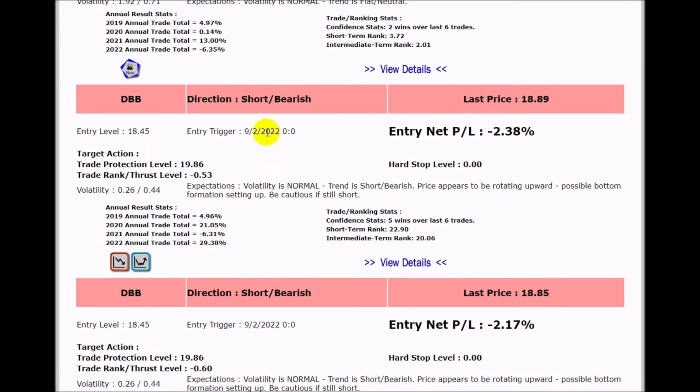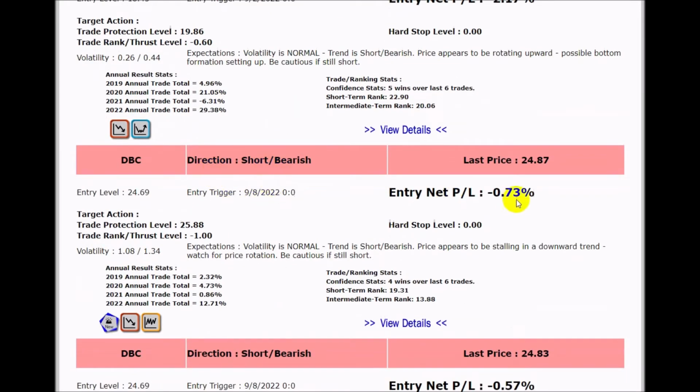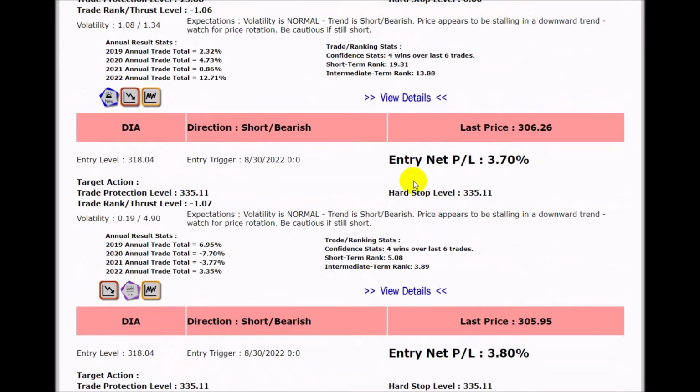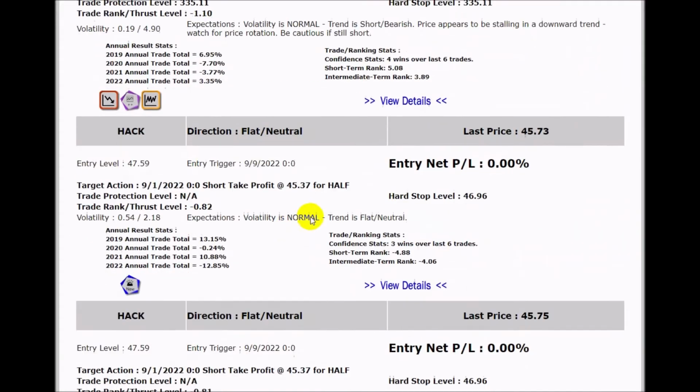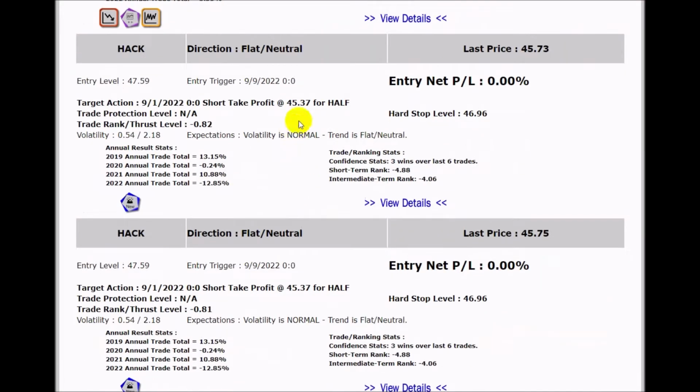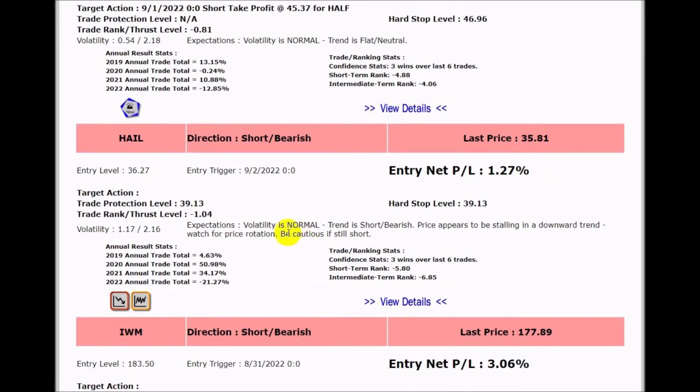You really do. Here's DBC. These are all just moderately negative. DIA is moving in a positive direction with fairly solid ranking here. Hack is flat. It looks like it took a target here. It's performing fairly well, actually with negatives. This is moderately weaker this year. Hail has performed very, very well in the past.